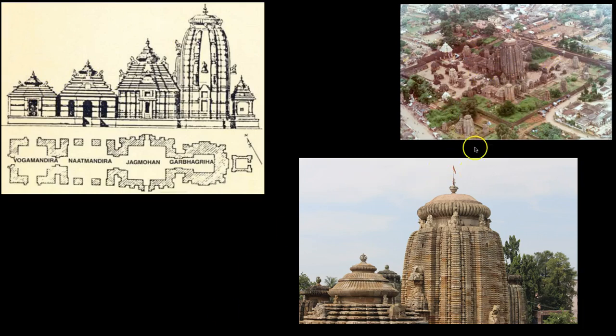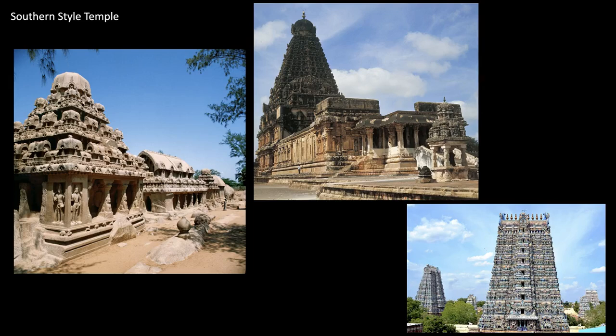That's a bird's eye view of the Lingaraja temple with all these divine animals guarding the temple, guarding the Garbhagriha. And then the southern part of it, it takes a different form, a more square shape, graduated tower with multiple layered pavilion, also called the Dravidian style.